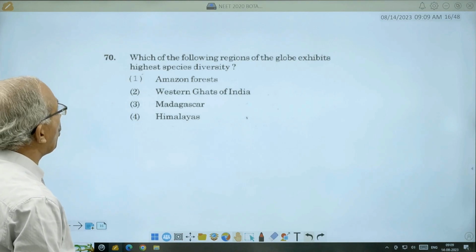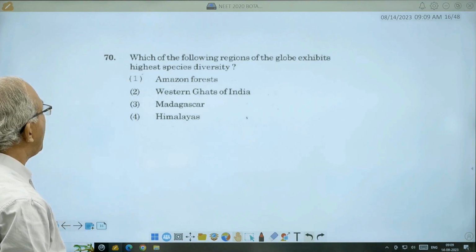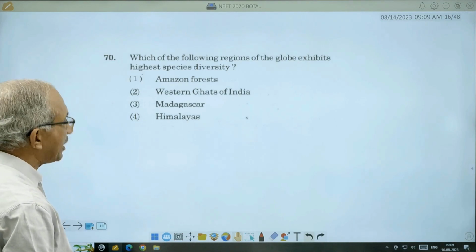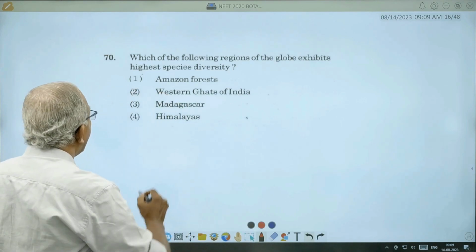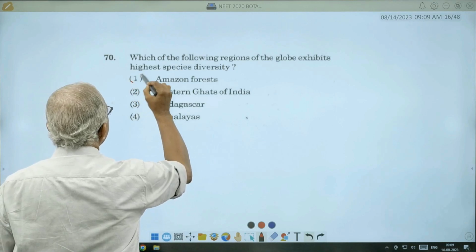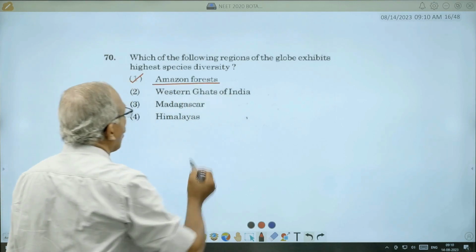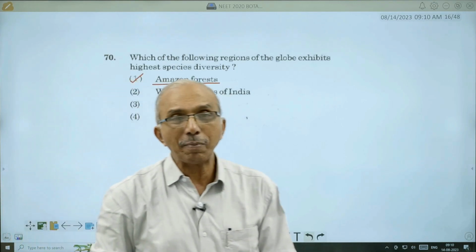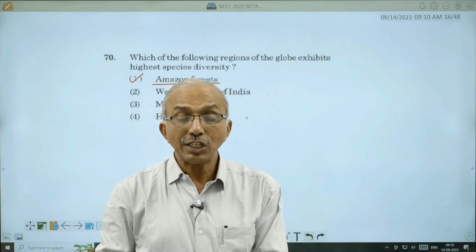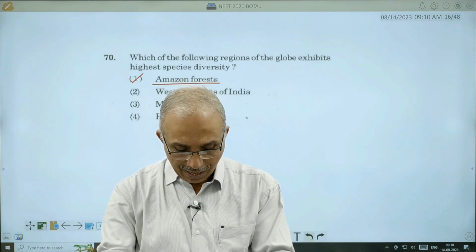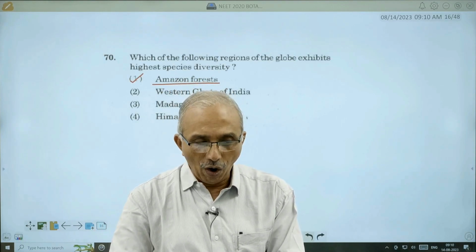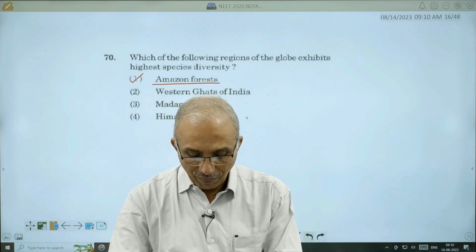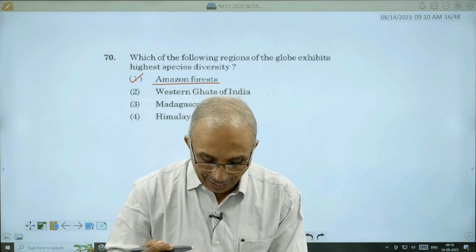Next, which of the following regions of the globe exhibit highest species diversity? Highest species diversity in the world on earth is in the Amazon forest of South America. Highest, richest biodiversity is found in the Amazon forest of South America.